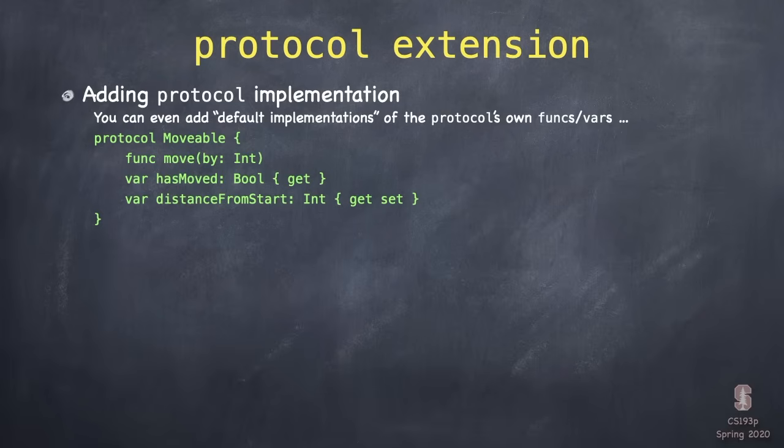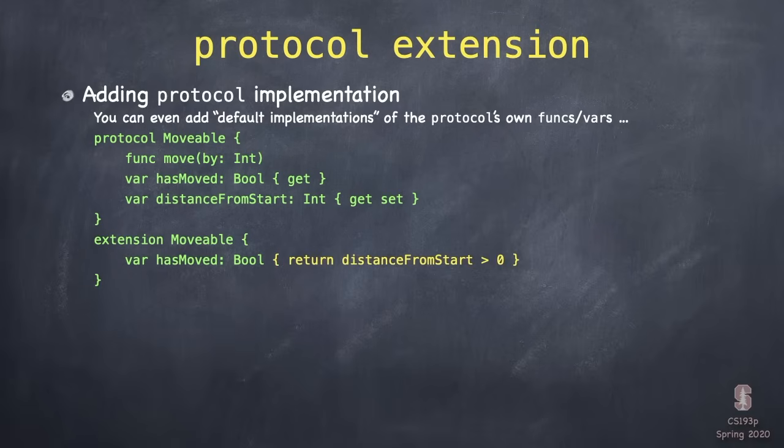In addition to adding functions like register with the DMV, you can also use an extension to a protocol if you want to add default implementations. So here I'm extending movable, and I'm actually providing a default implementation for has moved. Has moved is one of the vars in the protocol, but I'm providing a default implementation here. I'm just looking at my distance from start, and if that's greater than 0, I'm going to assume I've moved. And I'm doing this with an extension to movable.